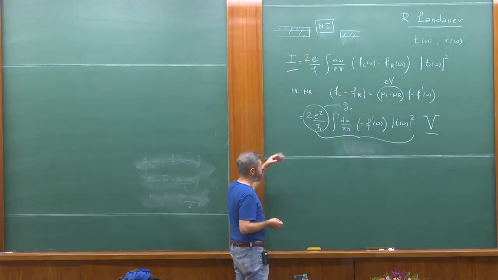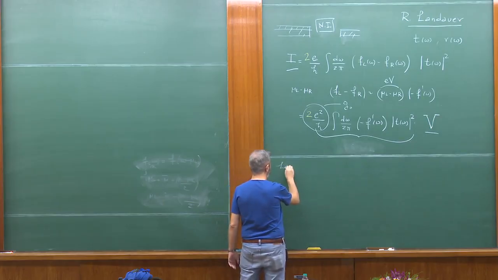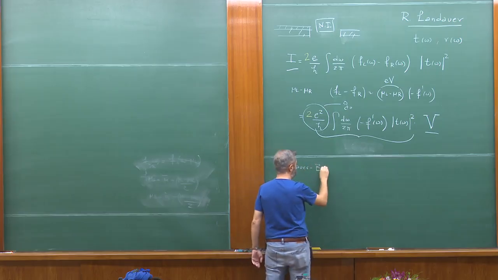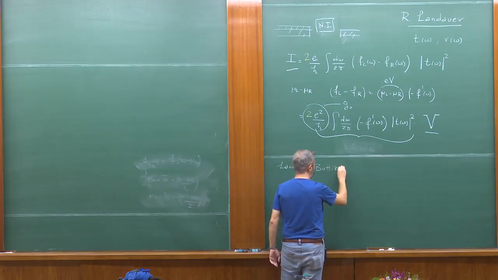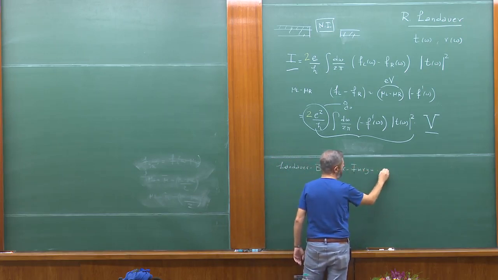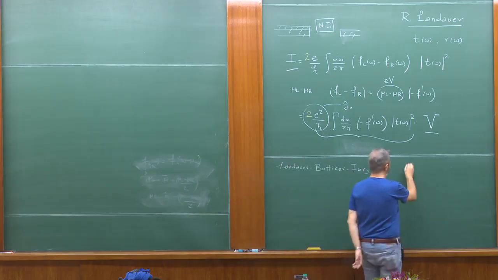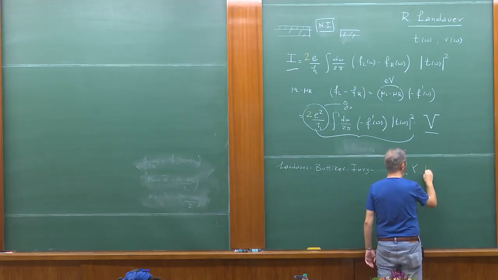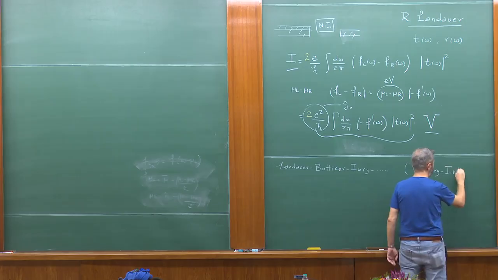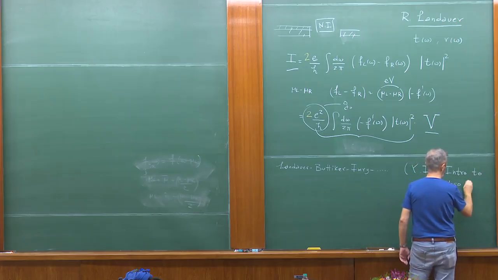Now, this formalism was later on generalized by a number of people. So, of course, Rolf Landauer, Markus Büttiker, Joe Imry, and then many others. You can read about all this physics in a nice book by Joe Imry, which is called Introduction to Mesoscopic Physics.